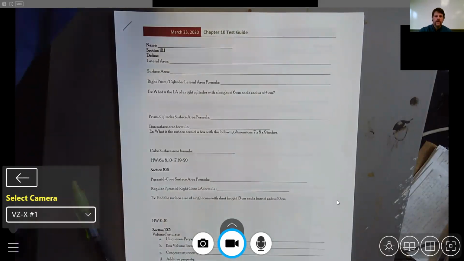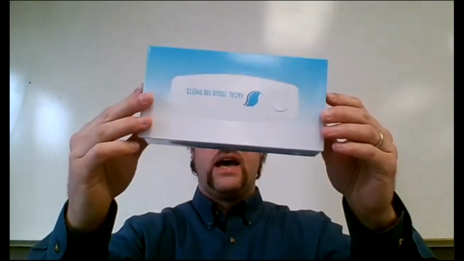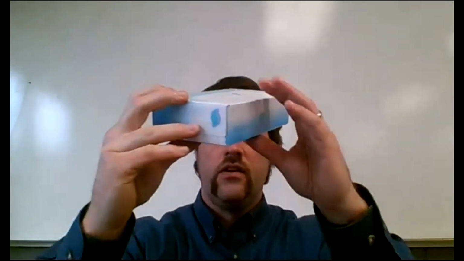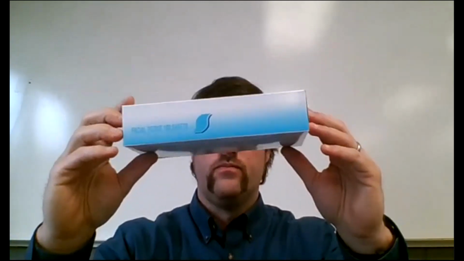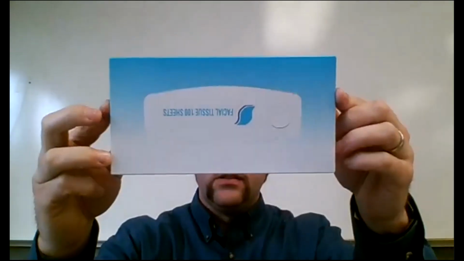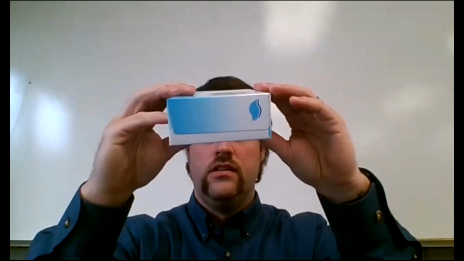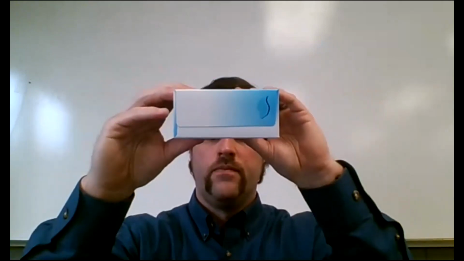So let me give an example here. Kleenex box. When we talk about surface area, we're looking at three-dimensional figures. So here's a Kleenex box. And when we talk about lateral area, we're looking at the area of the four sides. So there's the four sides. This is top, this is bottom. We don't count that in lateral area. We're just looking at the four sides.